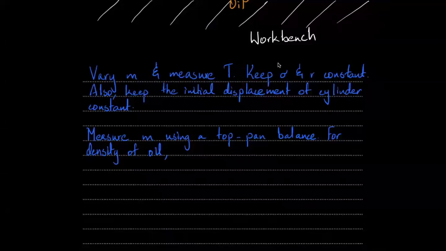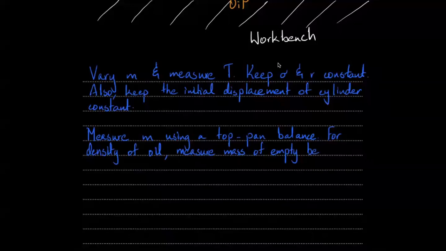So for the mass, I would do the same thing, that I would use a top pan balance, but to measure the mass of oil and to measure the mass of any liquid, I would say that I would measure mass of empty beaker. And measure mass of beaker plus oil.